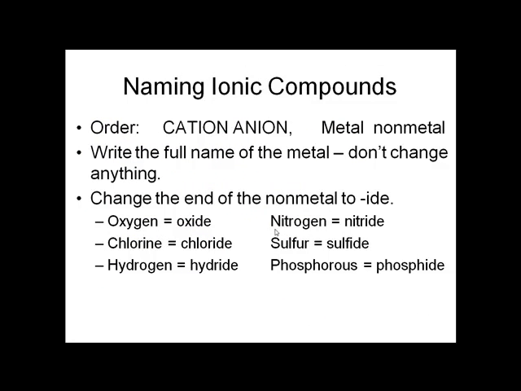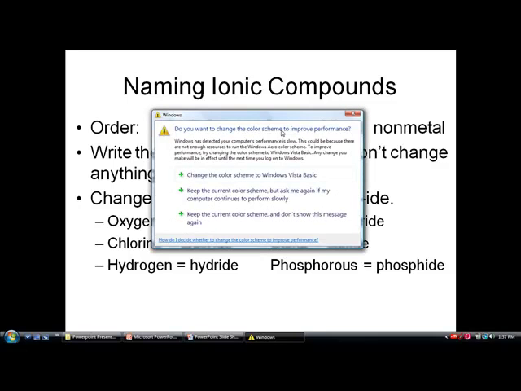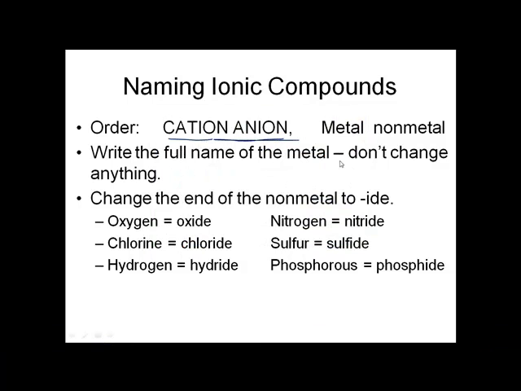So again, we said the order is always cation followed by anion. Metal always followed by nonmetal. We write the full name of the metal. We don't change anything. Now the ending of the nonmetal, some of them change slightly, like oxygen forms oxide. And a lot of these we've heard before. Chloride, hydride, nitride, sulfide, phosphide. So we're just changing the ending so that it's ide.